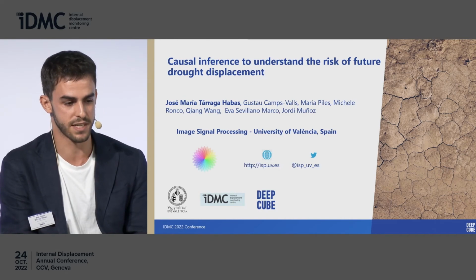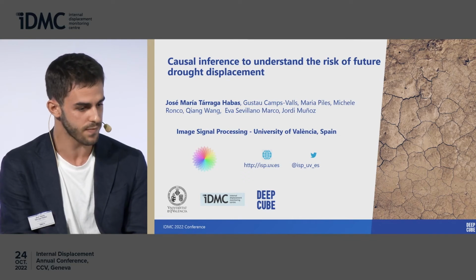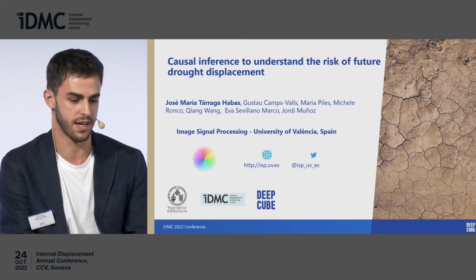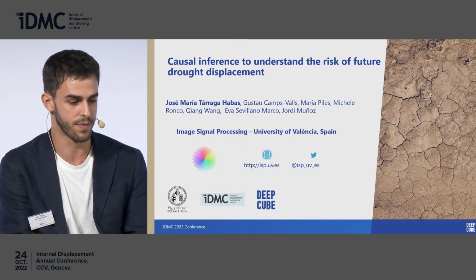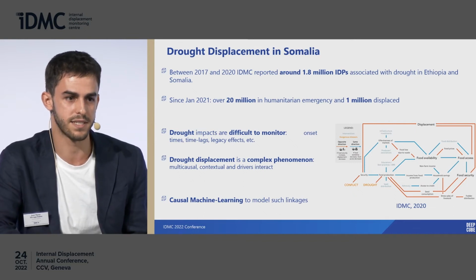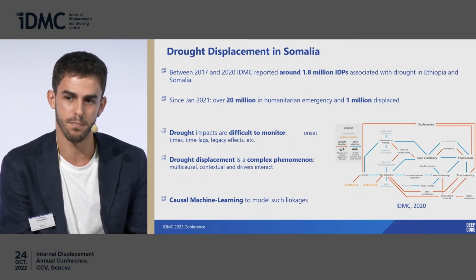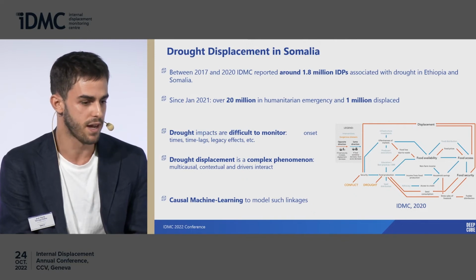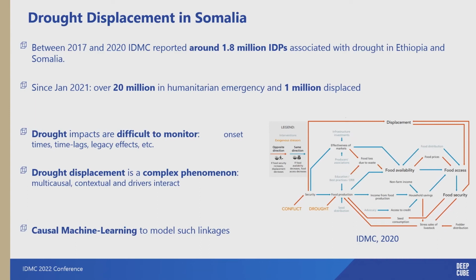I come from the image and signal processing group at the University of Valencia, and we have been working on this for 2 years already under the DeepCube project. We have focused specifically on Somalia for several reasons, but maybe the most important one is the severe impact that droughts have throughout the country, as has already been mentioned in the previous panel. To state some facts, there have been 1 million displaced from January 2021 to September this year. And we can expect that these drought conditions will exacerbate in the future due to climate change.